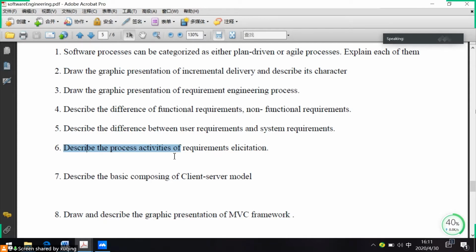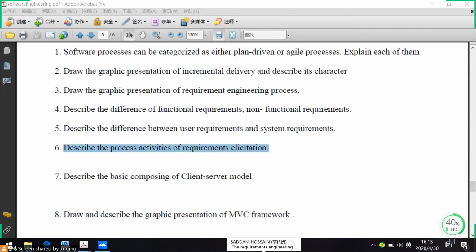The process activities of requirements elicitation. Okay, and this is also in the fourth chapter. The requirements engineering process is an iterative process including requirements elicitation, requirements classification, requirements specification.